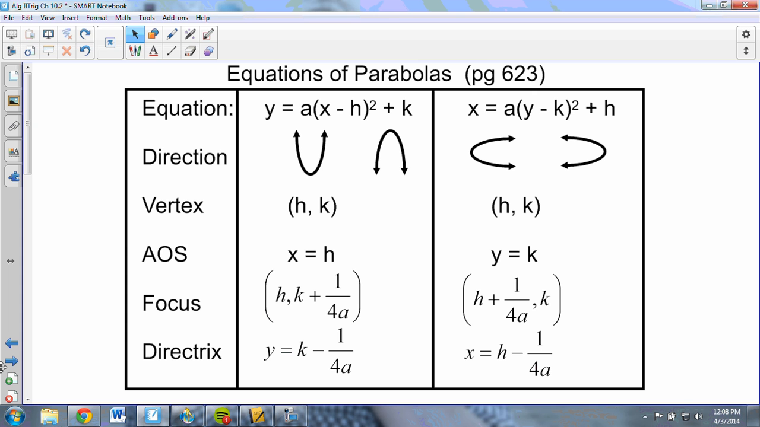This is on page 623. There are two types of parabolas that we're going to look at. One is a y equals, like we've done before. The new one is an x equals.